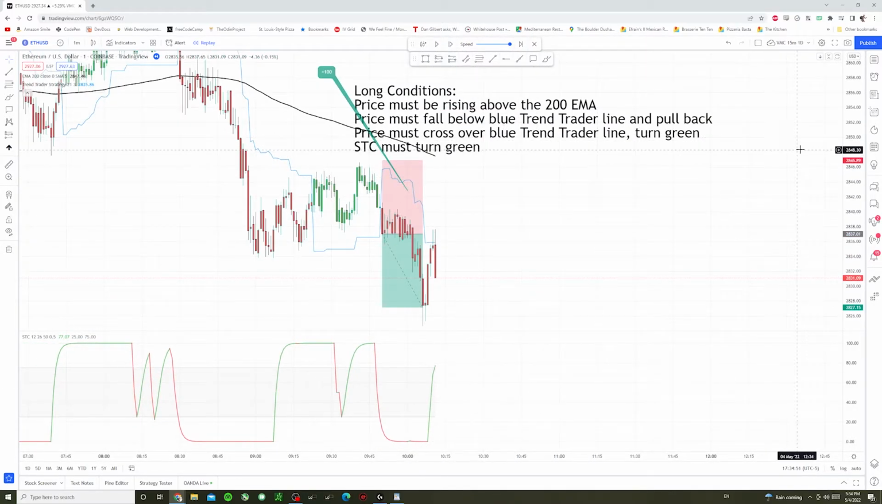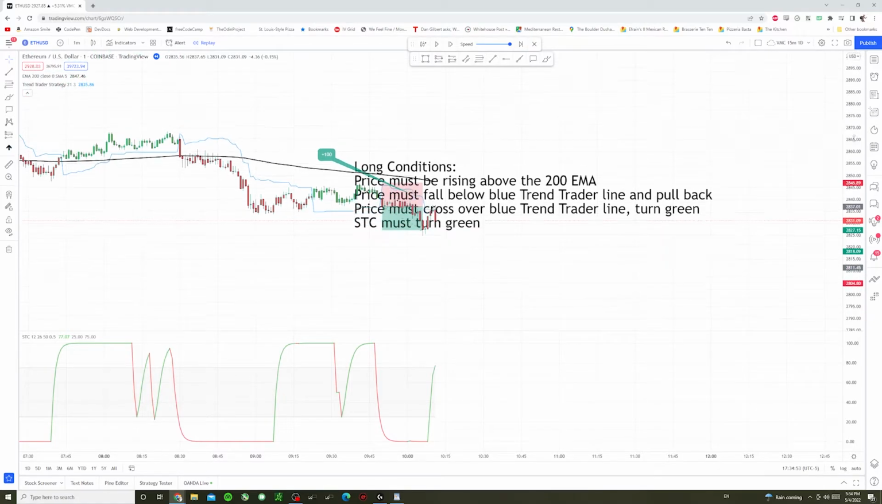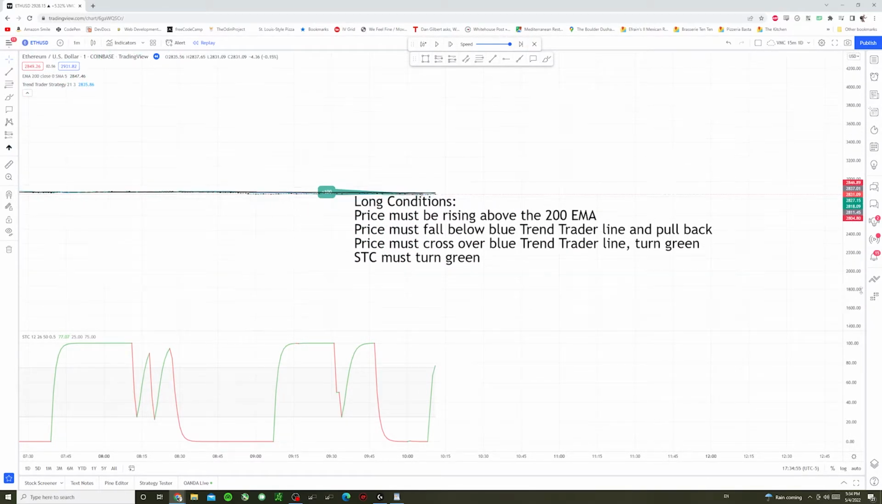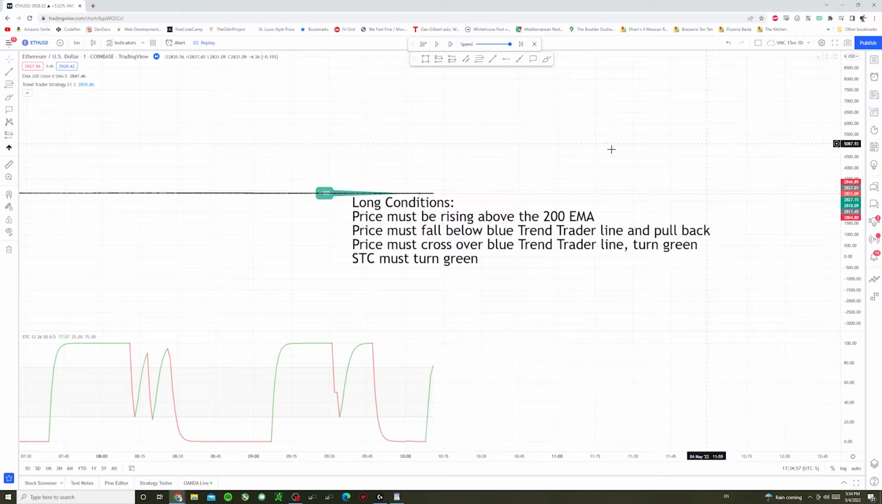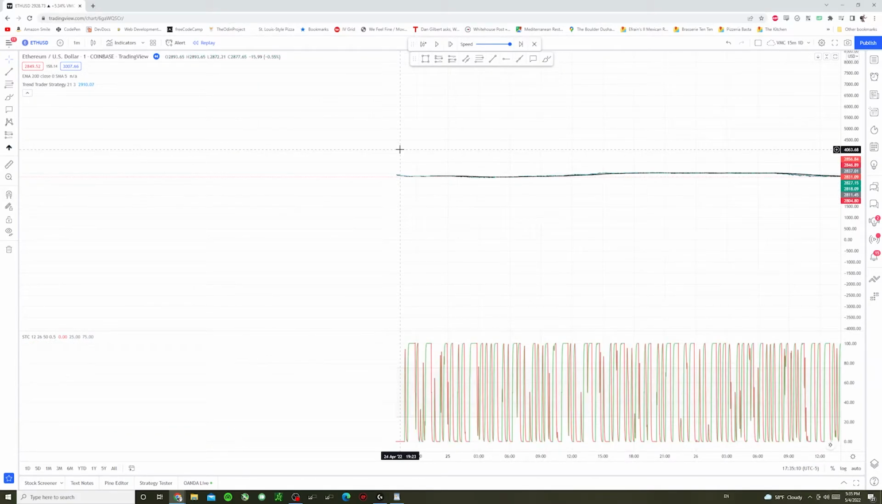I'm going to go ahead and flatten out the charts here, scroll back as far as I possibly can, and we will start the test. Looks like we are going back to the 24th of April 2022. This is Ethereum USD.